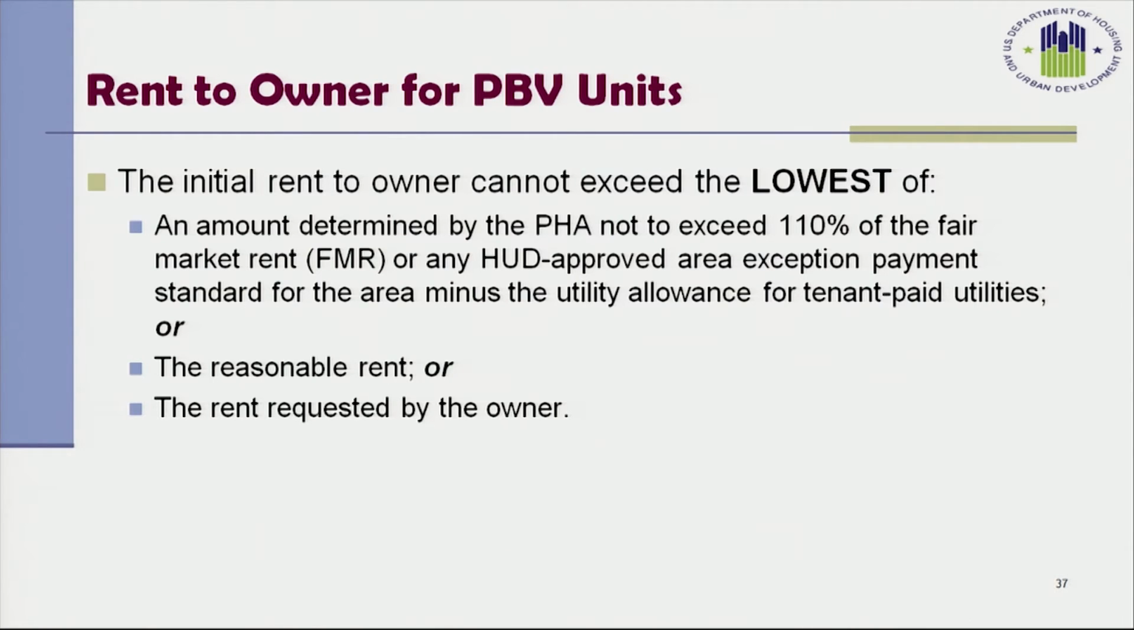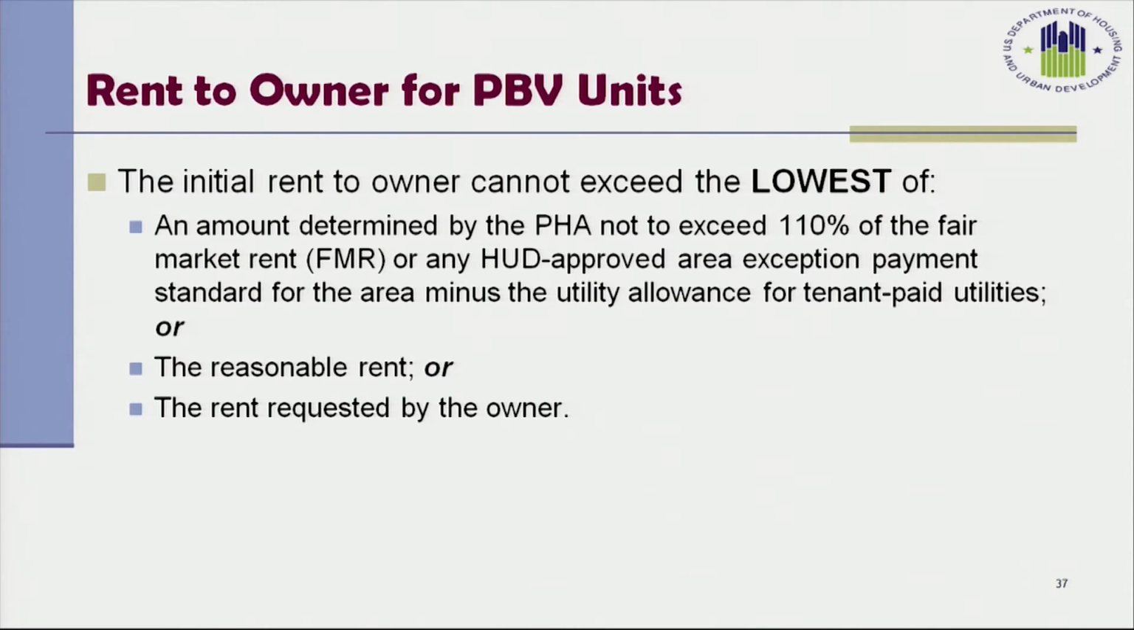Rent to owner for PBV units. The initial rent to owner cannot exceed the lowest of an amount determined by the PHA, not to exceed 110% of the fair market rent, or any HUD-approved exception payment standard for the PHA's Housing Choice Voucher program for a particular area, minus the utility allowance for tenant-paid utilities, or the reasonable rent, or the rent requested by the owner.